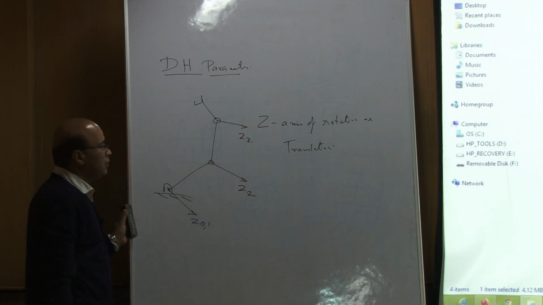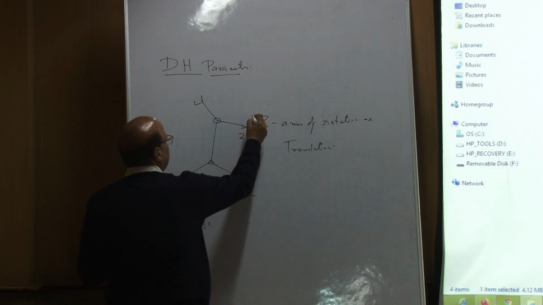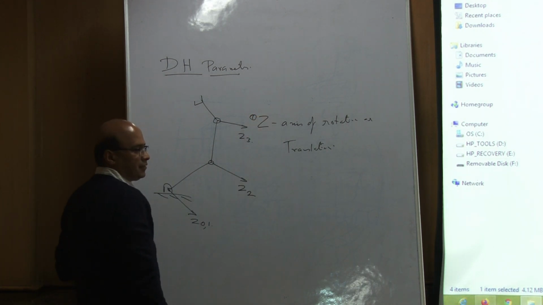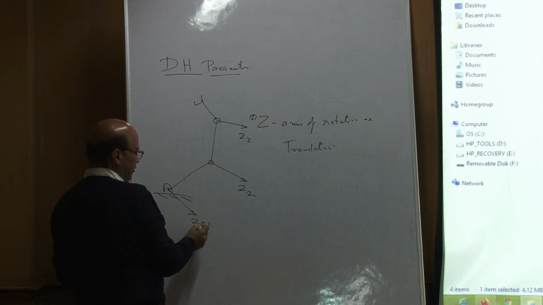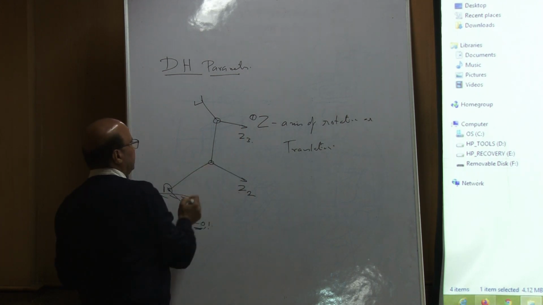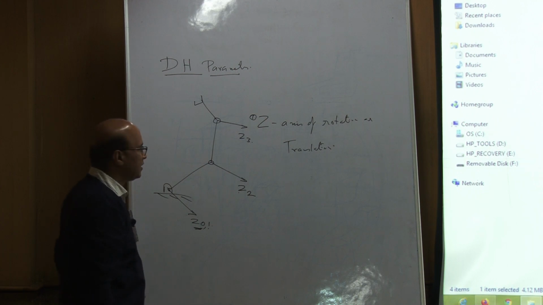So rule number 1 says the z-axis is the axis of rotation or translation. This is coming out of the board, so this is a revolute joint. So my z-axes are z0, z1. This fellow is the base frame, which doesn't move. The first one is put there, then second, third, and if there are more, 4, 5, 6 like that.